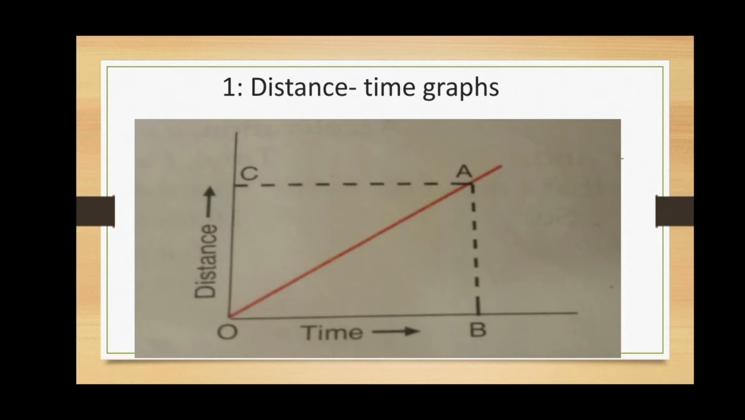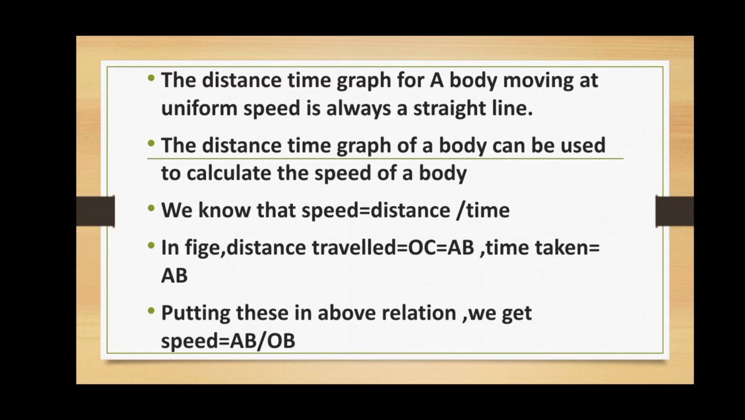We can now see that the distance time graph for a body moving at uniform speed is always a straight line. The distance time graph of a body can be used to calculate the speed of a body. We know that speed is equal to distance by time.